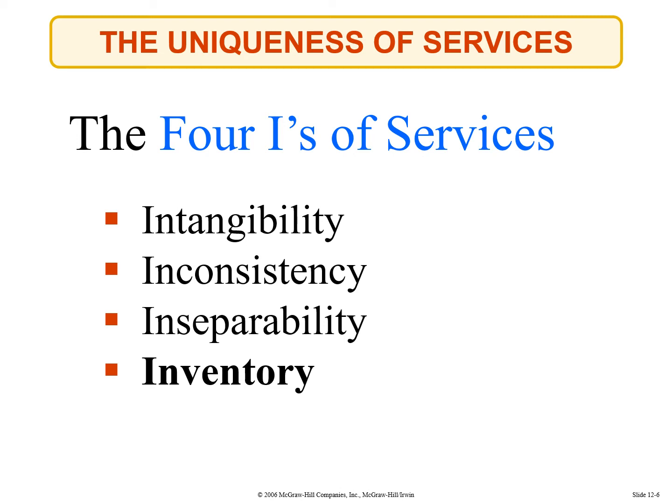So this is where we had left last time. We discussed the three I's: intangibility, inconsistency, inseparability. And today we are going to cover inventory. We're going to talk about what inventory is and how that's different for services as compared to goods or products.